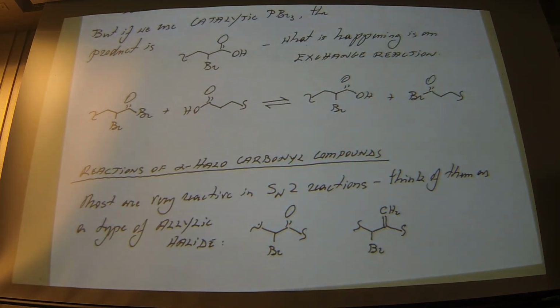These alpha bromo carboxylic acids are useful for various things, and they are common articles of commerce. So you can buy these things pretty cheaply. They're made this way. This is how they're made.